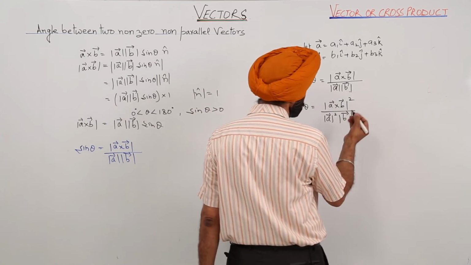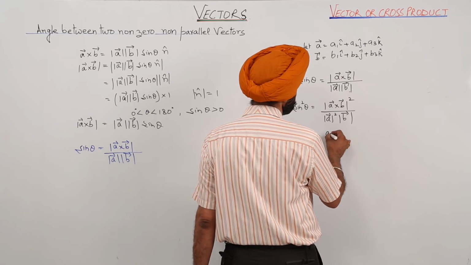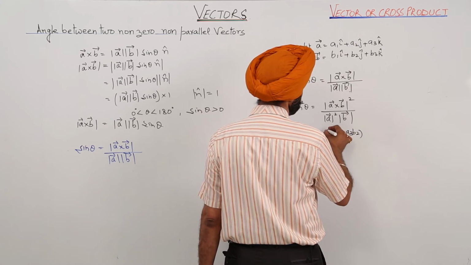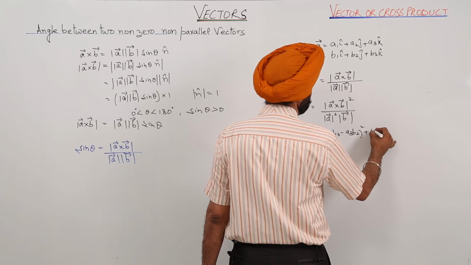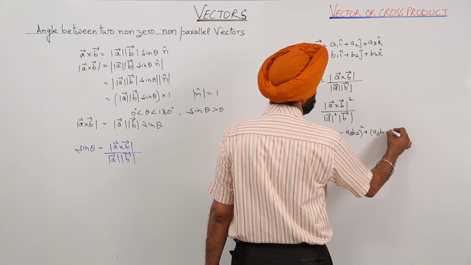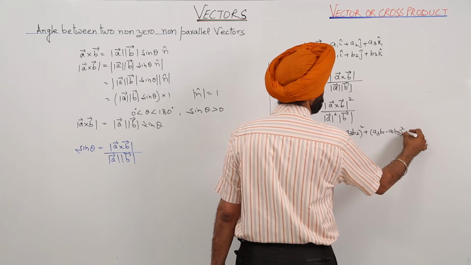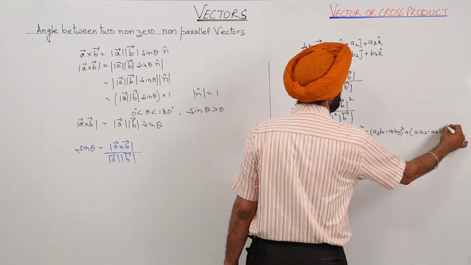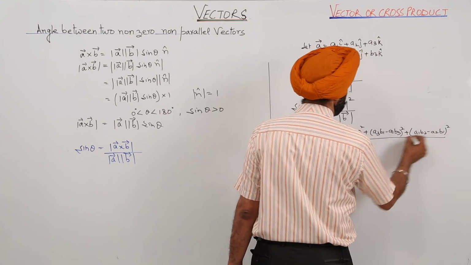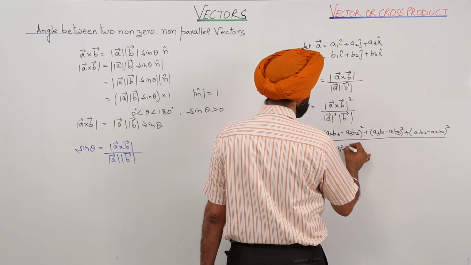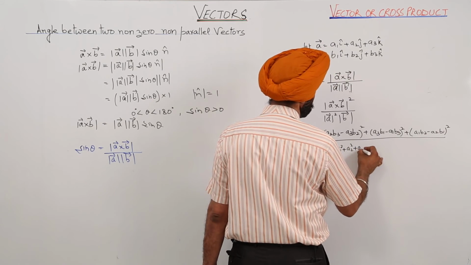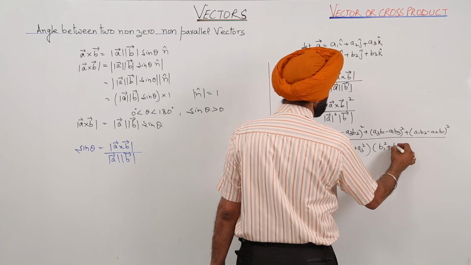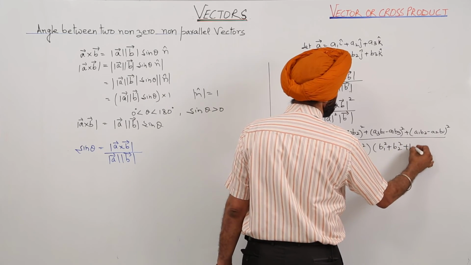So now, using the determinants, this becomes A2 B3 minus A3 B2 whole square plus A3 B1 minus A1 B3 square plus A1 B2 minus A2 B1 square upon A1 square plus A2 square plus A3 square with B1 square plus B2 square plus B3 square.